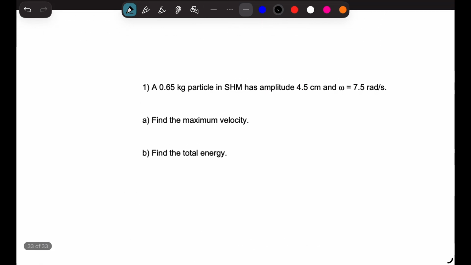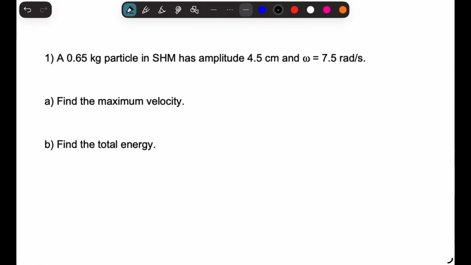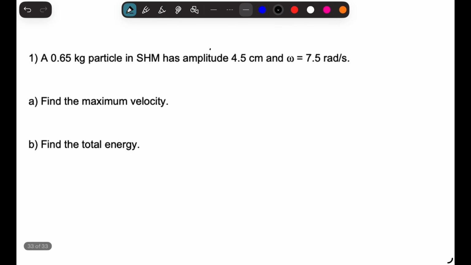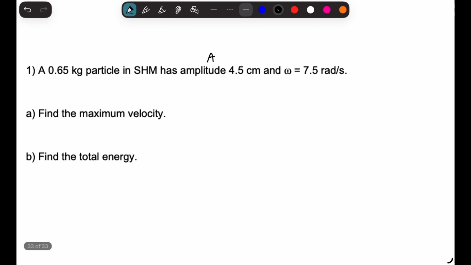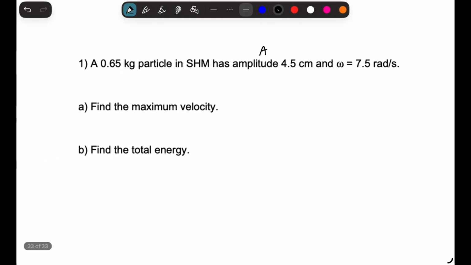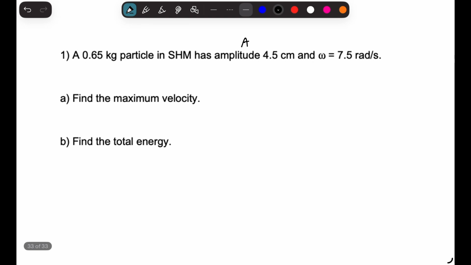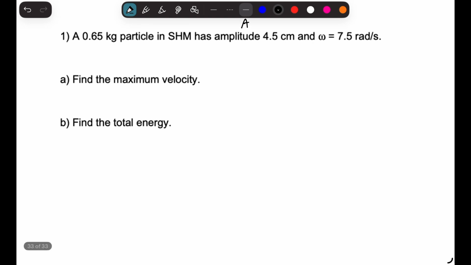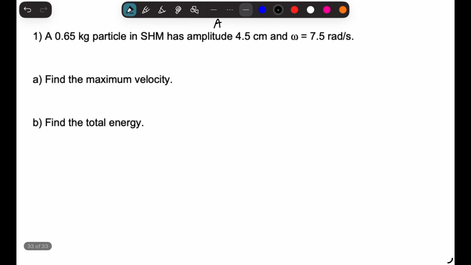Let's start here. A 0.65 kilogram particle in simple harmonic motion has an amplitude of 4.5 centimeters and an angular velocity of 7.5 rad per second. So how can we do this? What you first need to know is your equation. We want to find the max velocity and the total energy. So we can start with the simple harmonic motion position equation.